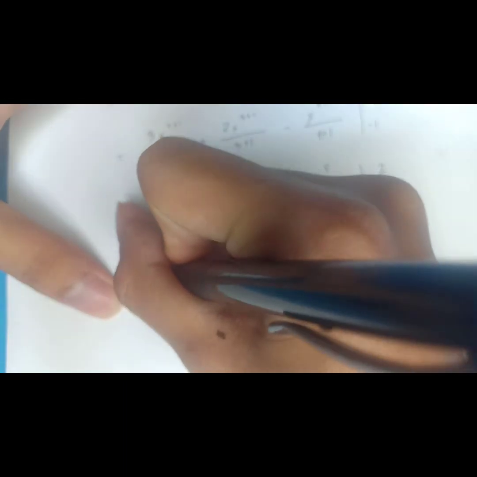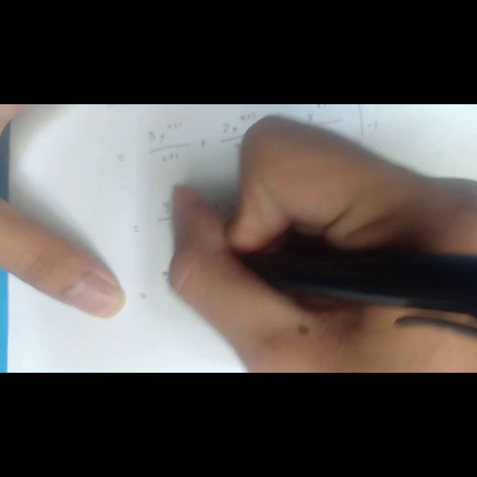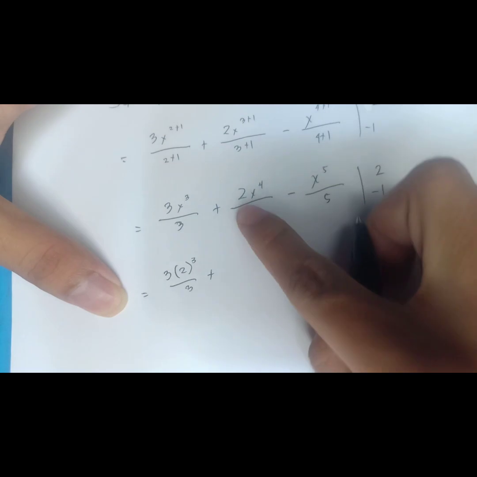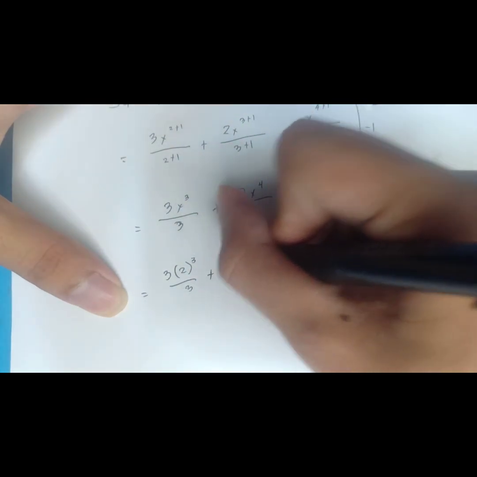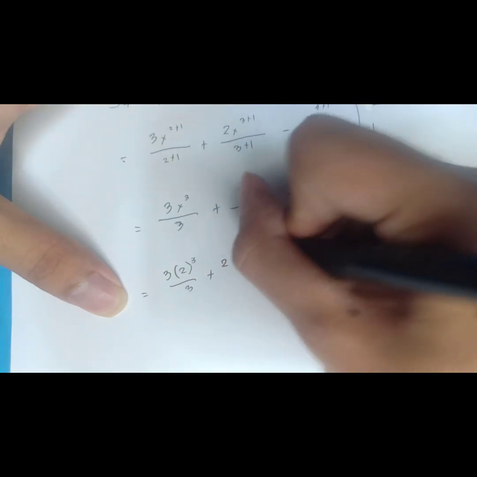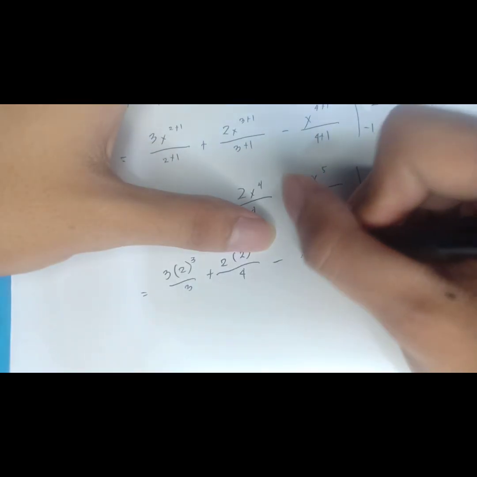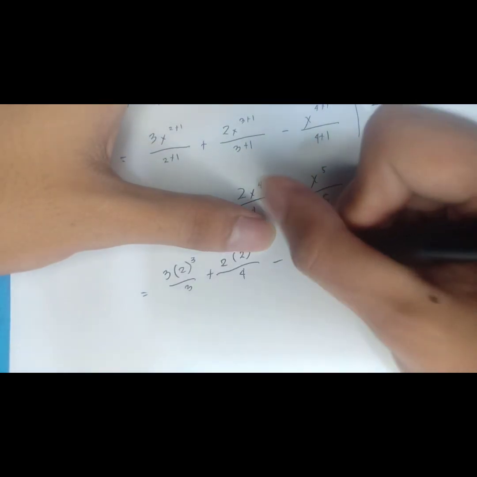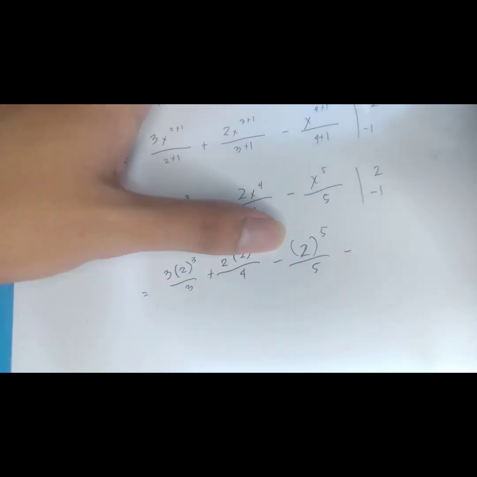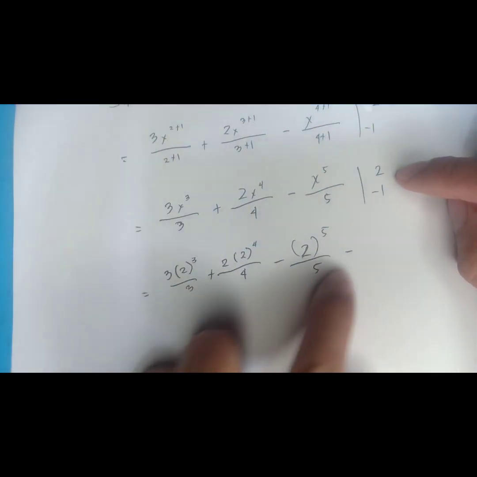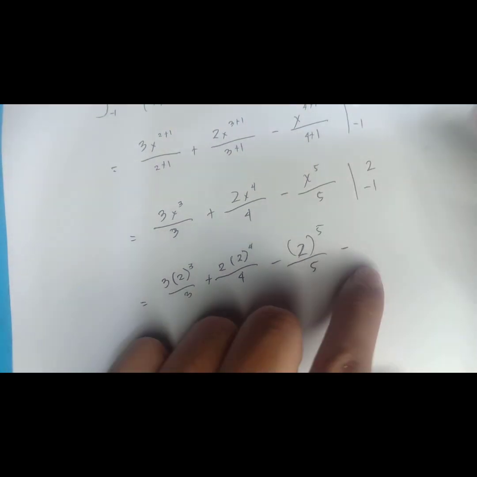So 3 times 2 cubed over 3 plus 2. So here's our x. 2 raised to the power of 4 over 4 minus 2 raised to the power of 5 over 5. And so here's our upper limit, and next is our lower limit.